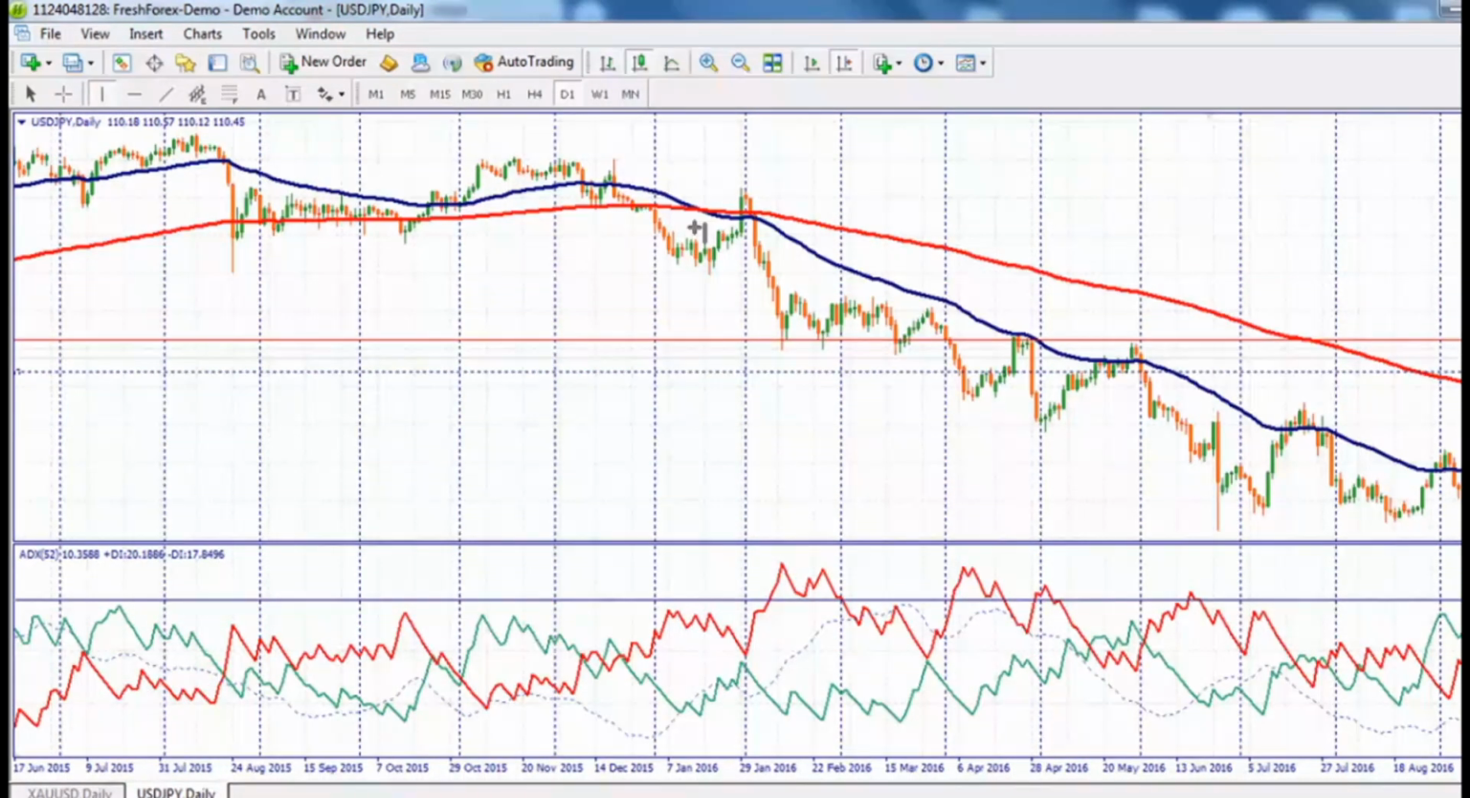So we have a sell. The seller started appearing here, but then there was no actual sell place because the dotted line remained below 25. So there was no actual sell place. But then you can see that we had a very good downtrend.